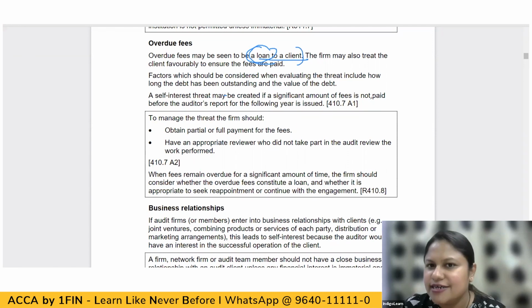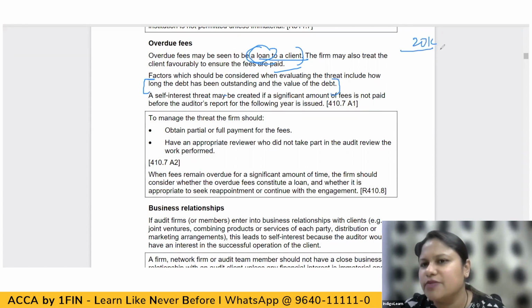The firm may also treat the client favorably to ensure the fees are paid, which I discussed just now with you. Factors which should be considered while evaluating the threat include how long the debt has been outstanding and the value of the debt. If the amount is only 20,000 outstanding, obviously it will be immaterial.